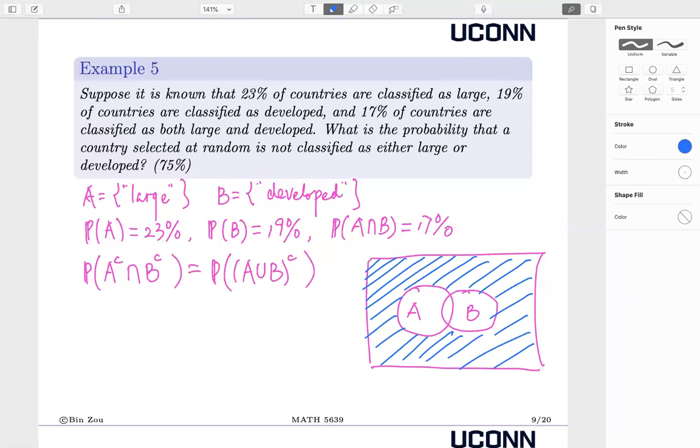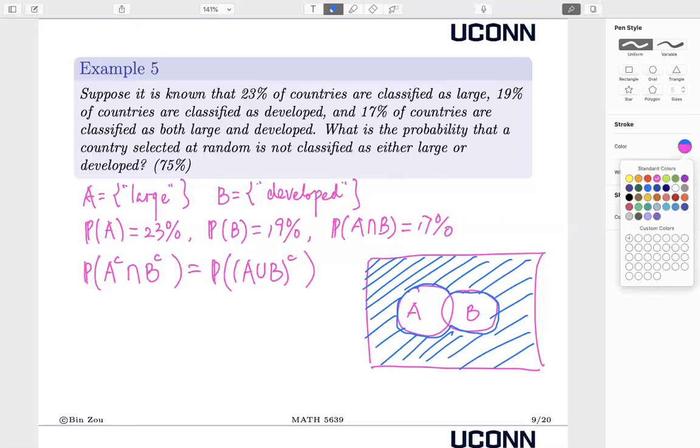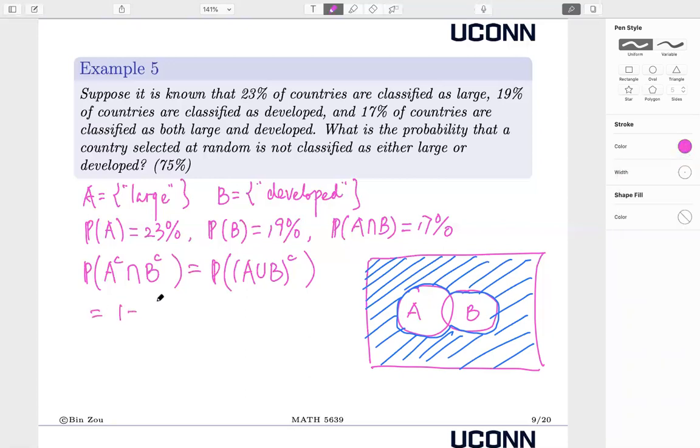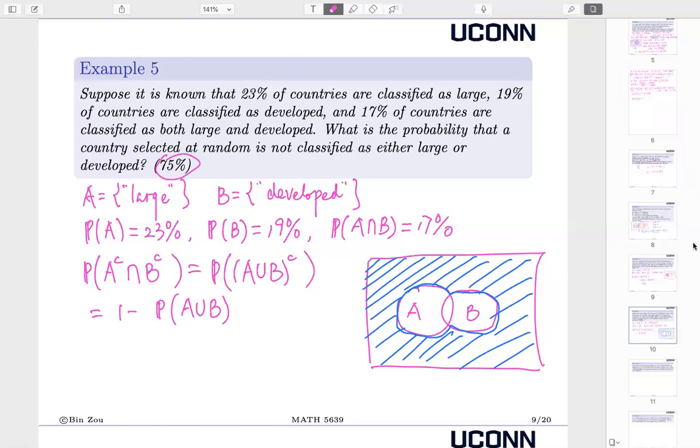But we know it is the complement of the union, right? Because we know inside is exactly the union of A and B. And of course, what we are trying to calculate is the complement part of it, right? So because it's a complement, it's 1 minus the union. We know how to calculate the union by applying the addition formula, right? So you can do the calculation. The result is 75%. Okay, moving on.